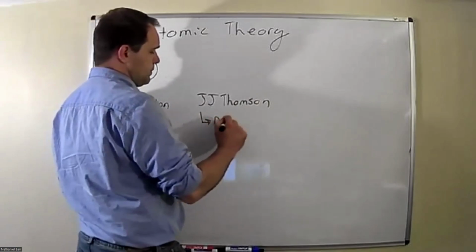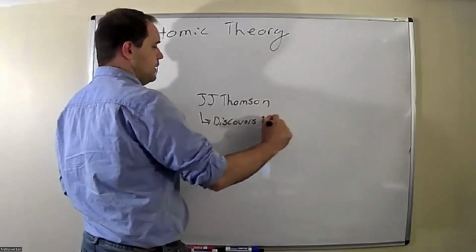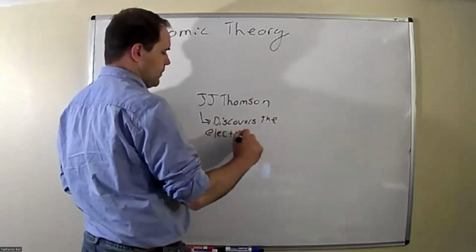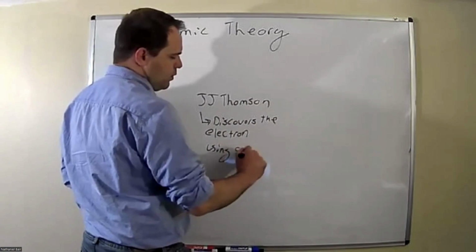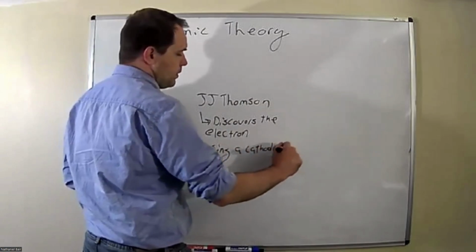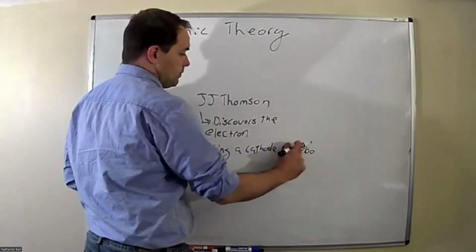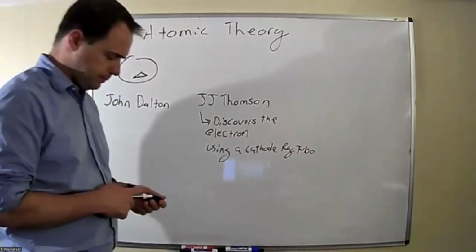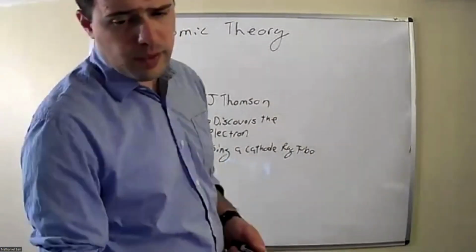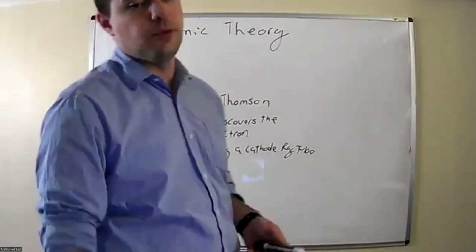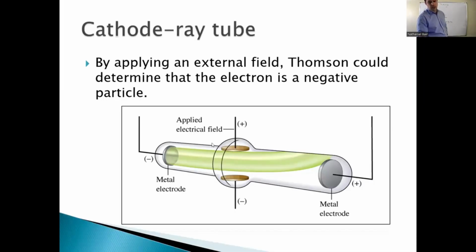He discovers the electron using a cathode ray tube. Which I'll describe to you right now. A cathode ray tube is just a partially evacuated glass tube with some metallic electrodes on each side. And what J.J. Thomson essentially does is he hooks a battery up to each one of these electrodes. Okay, so he hooks a battery up to here, hooks a battery up to here, and he's able to get a sustained spark to go from one end to the other.